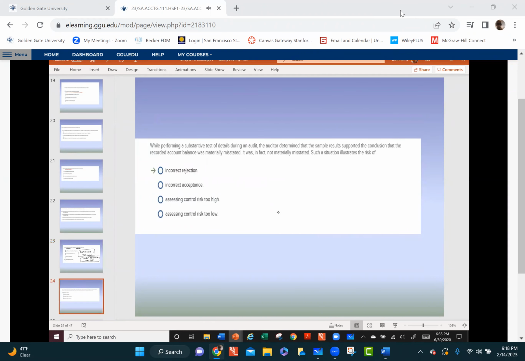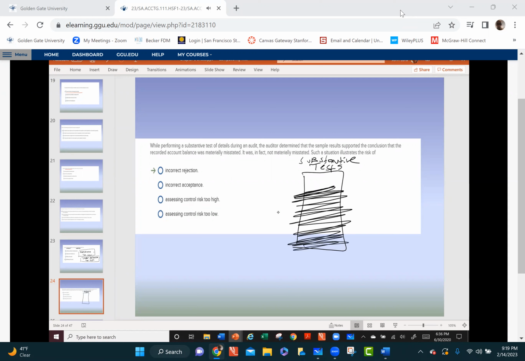While performing a substantive test of details during an audit. Okay, now when we say substantive test of details, remember that if this represents my substantive testing, there will be a test of details. Classic example, test of details is what? Confirm accounts receivable, right? That would be a test of details.